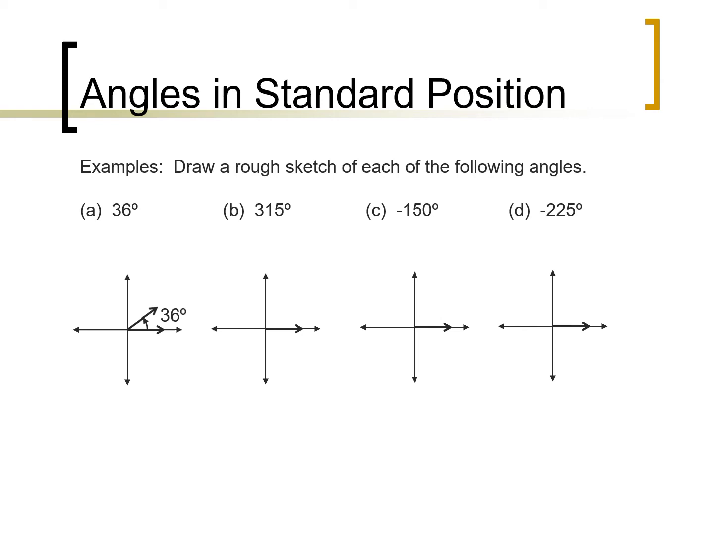Next, 315 degrees. Well, this one's another positive angle, which means I'm going to spin counterclockwise. I know if it was pointing straight up, that would be 90 degrees. If I continued to pointing directly to the left, that would be 180 degrees, so I need to keep going. If I was pointing straight down, that would be 270 degrees, still not enough. If I went all the way around, it would be 360, so I need to be between 270 degrees and 360 degrees. My angle is going to look like this.